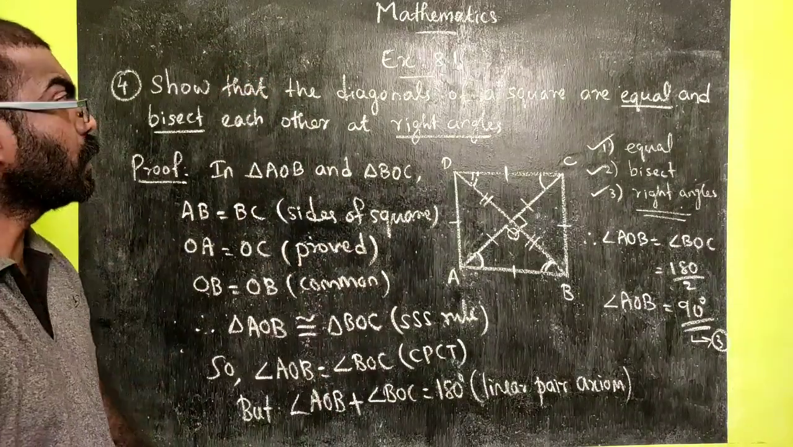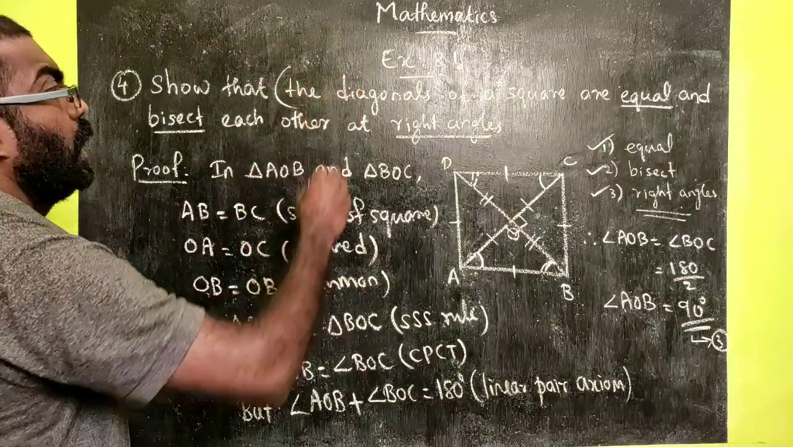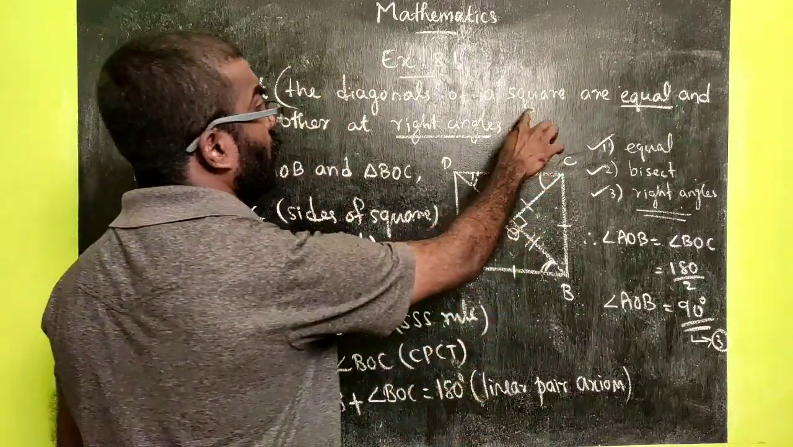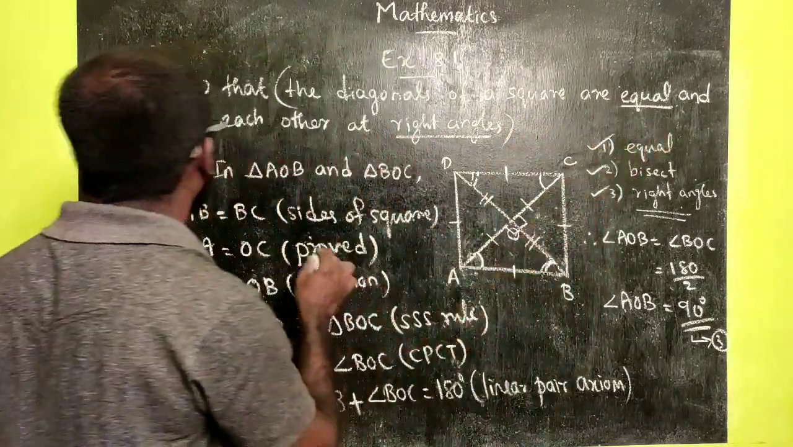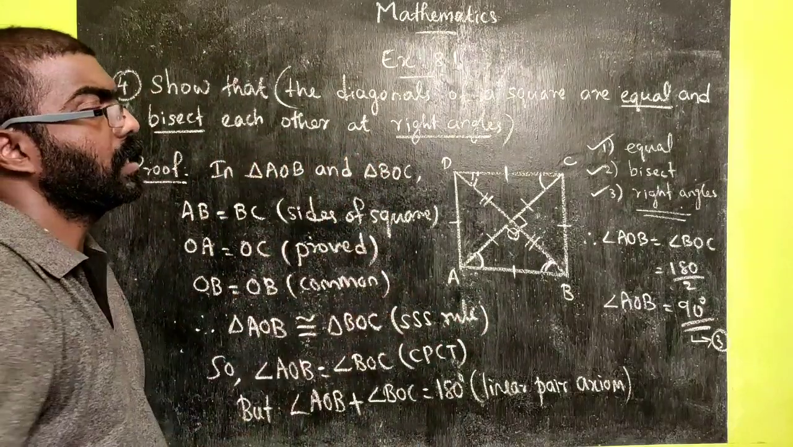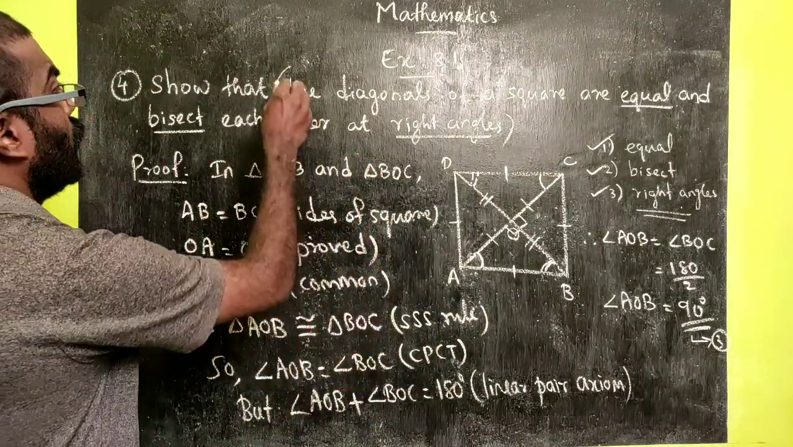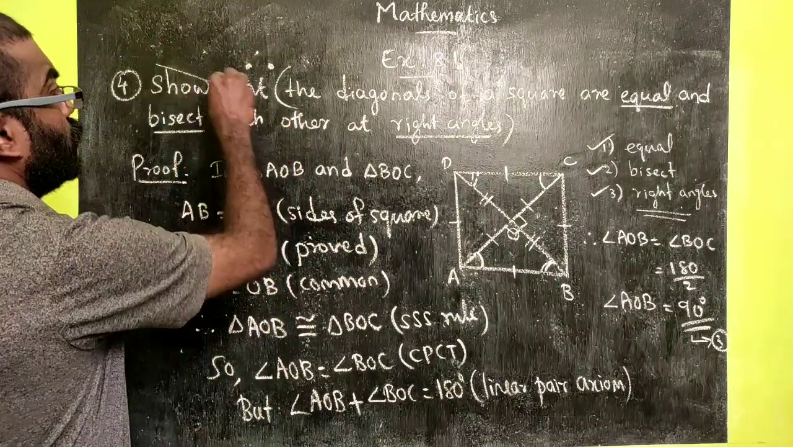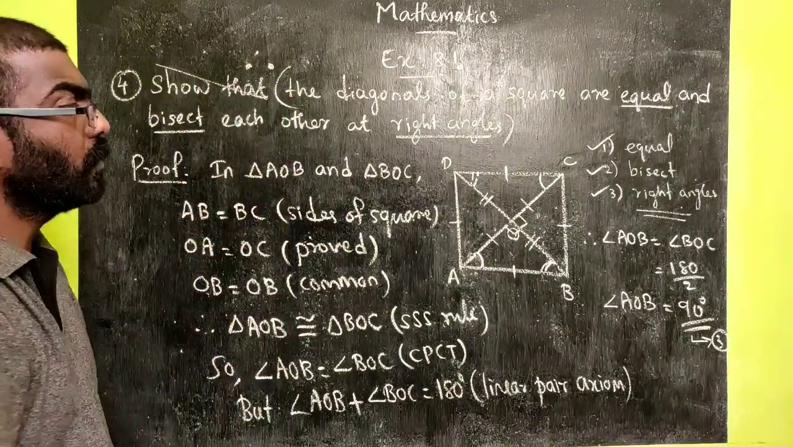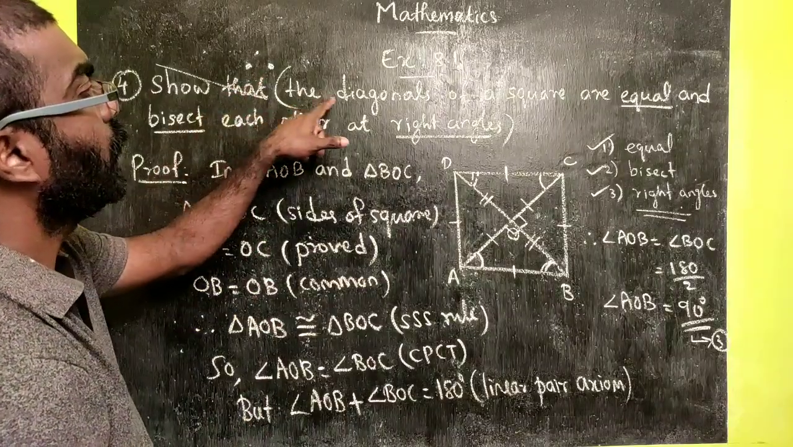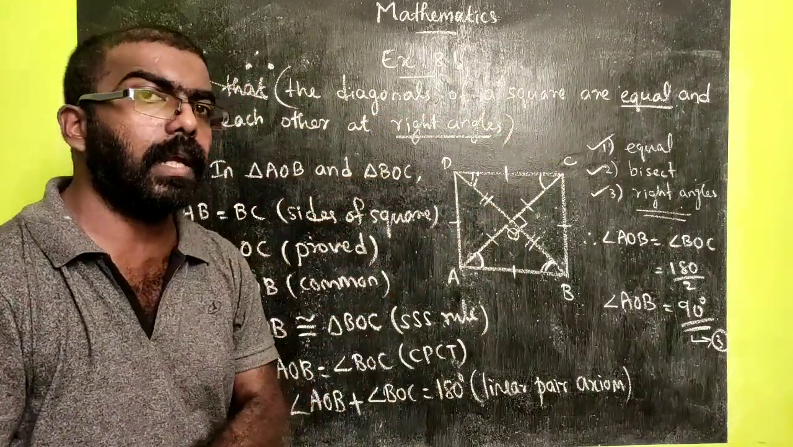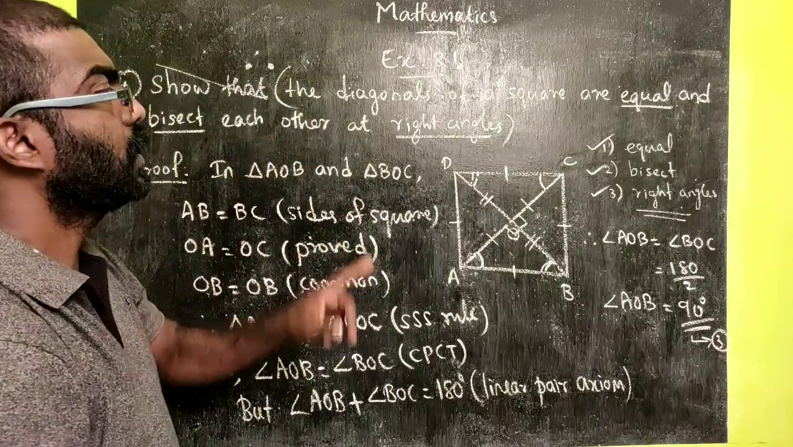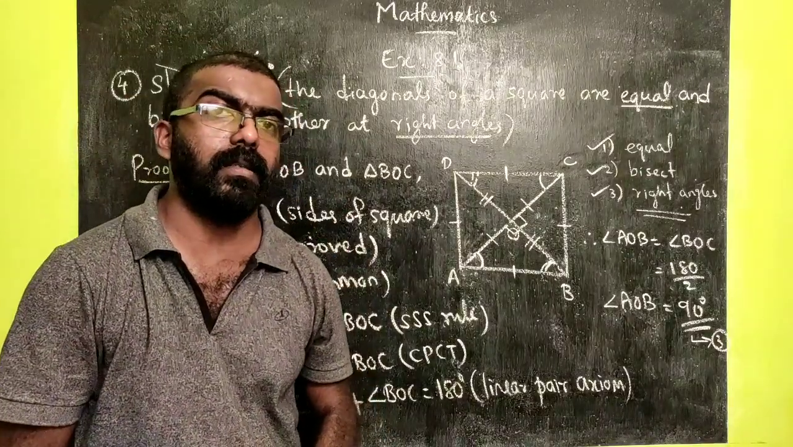So finally we can conclude the diagonals of a square are equal and bisect each other at right angles. Last you have to write the conclusion. Therefore, this show that part we can cancel and you can write, therefore the diagonals of a square are equal and bisect each other at right angles.